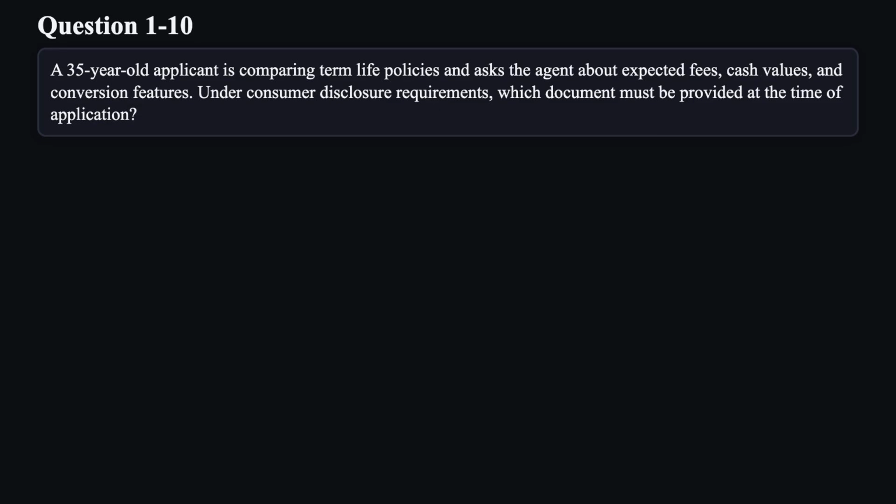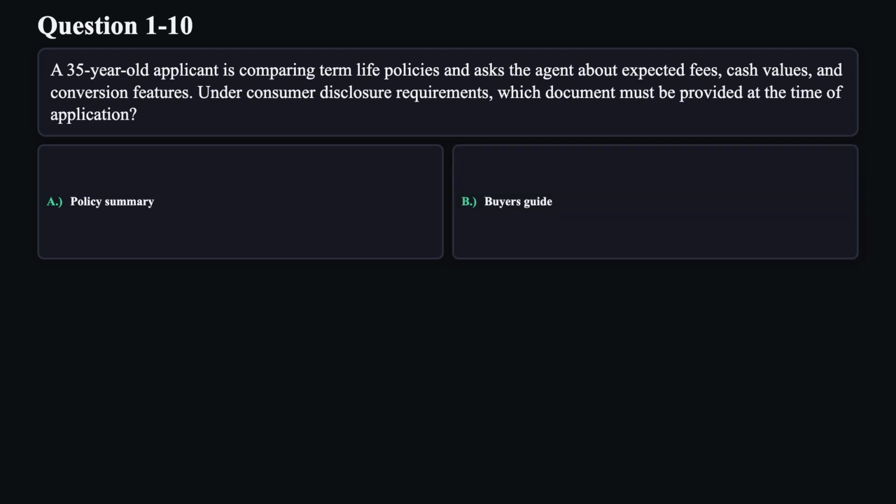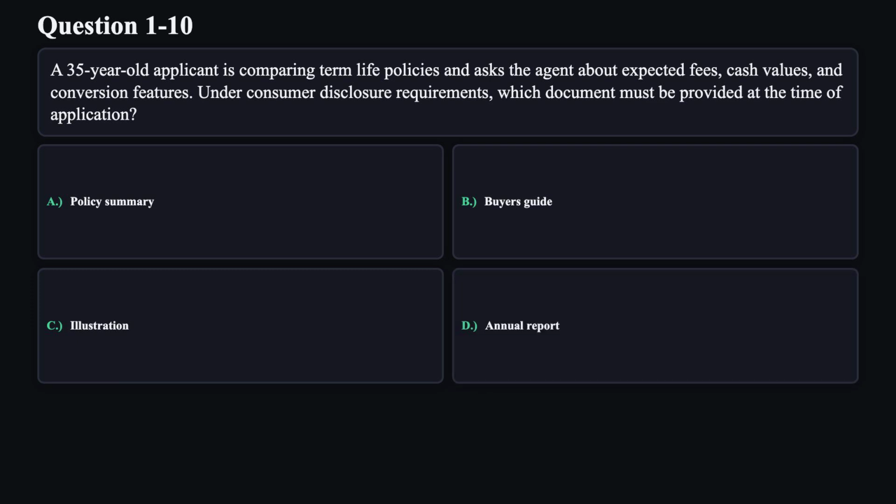Question 10. A 35-year-old applicant is comparing term life policies and asks the agent about expected fees, cash values, and conversion features. Under consumer disclosure requirements, which document must be provided at the time of application? A. Policy summary. B. Buyer's guide. C. Illustration. D. Annual report.